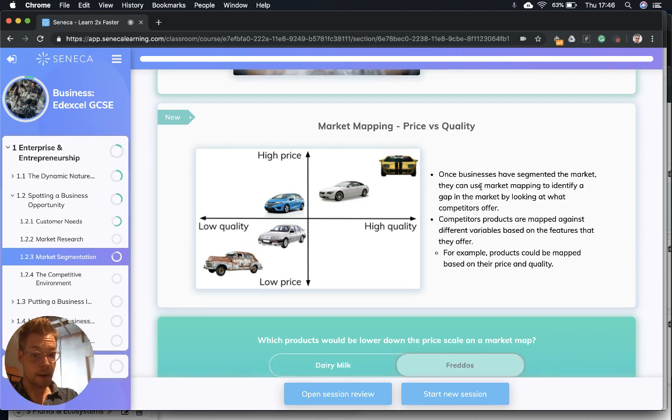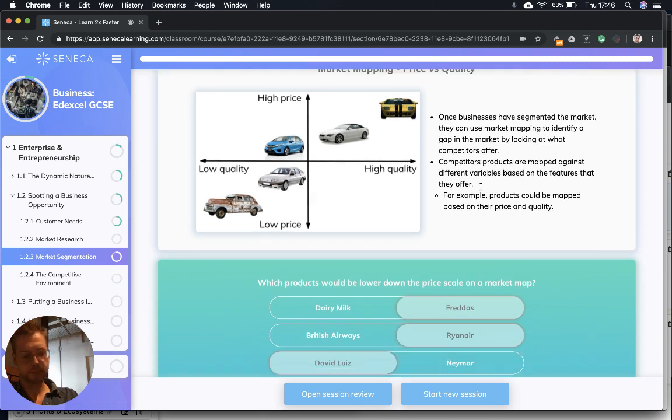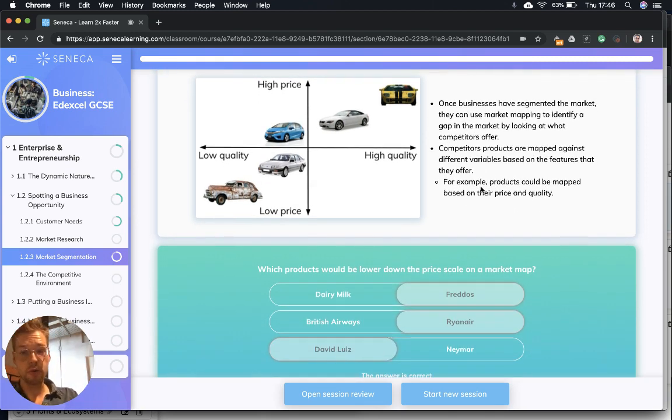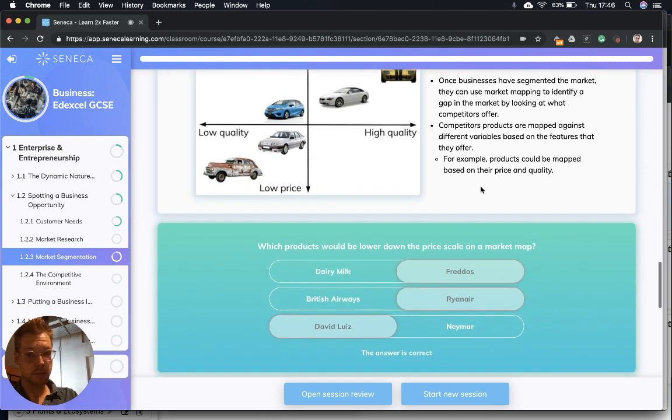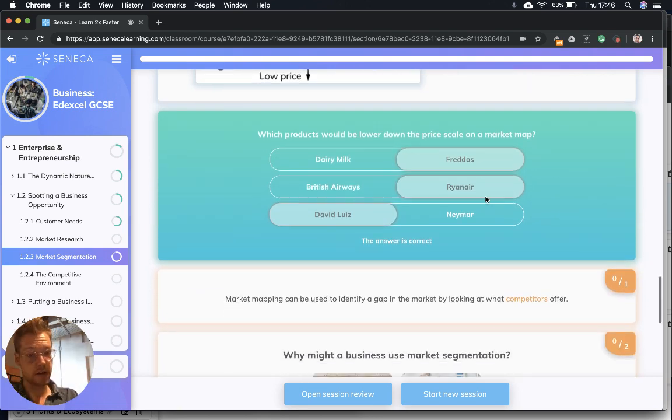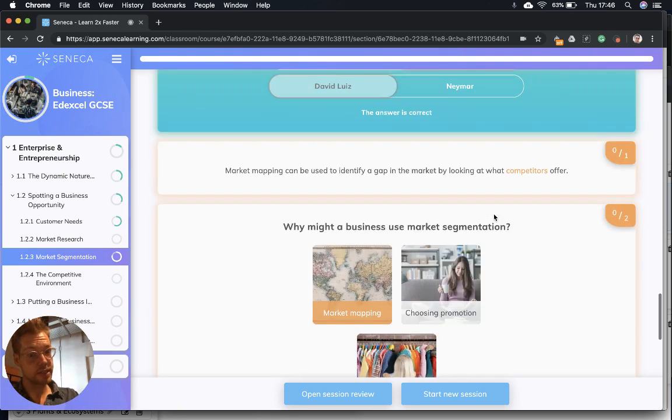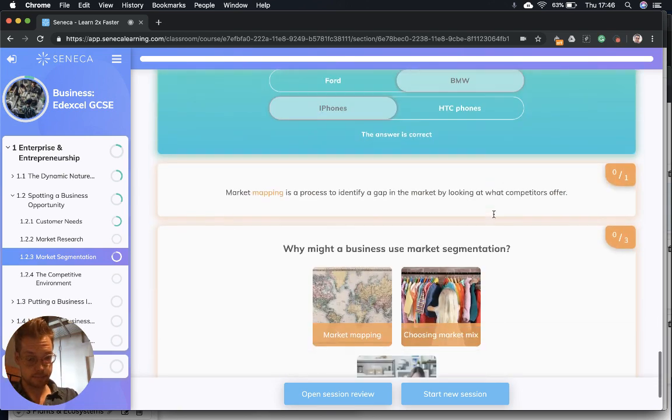Competitors' products are mapped against different variables based on the features that they offer. So we could use this on price and quality, because often low price means low quality, but there could be exceptions, and you can use this to identify different niches in the market.